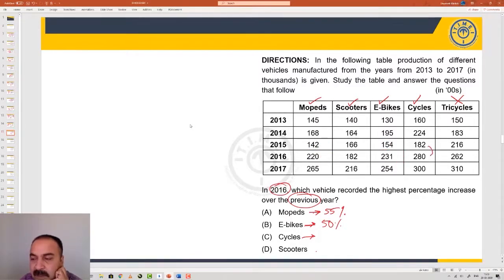Cycle is going from 182 to 280, which is a growth of 98. How do we get 98? 182 plus 100 would have been 282. If you grow by 100, you reach 282. But do you want to reach 282 or do you want to reach 280? So subtract 2. So instead of growing by 100, subtract 2. That is 98. So the growth in this particular case is 98.